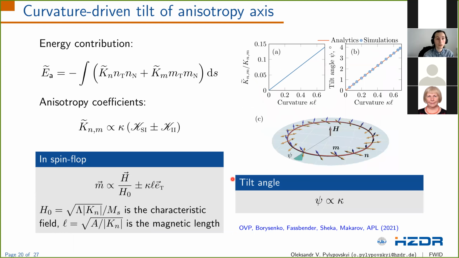The second consequence of the special variation of the anisotropy axis is the appearance of the non-diagonal anisotropy terms. This can be illustrated by the spin-flop transition of the flat ring. The spin flop itself is induced by the exchange-driven easy axis of anisotropy, which I have mentioned before. After the spin flop, one can observe the tilt of the net vector from the radial direction, which is proportional to the curvature. There is a tilt for the magnetization as well.